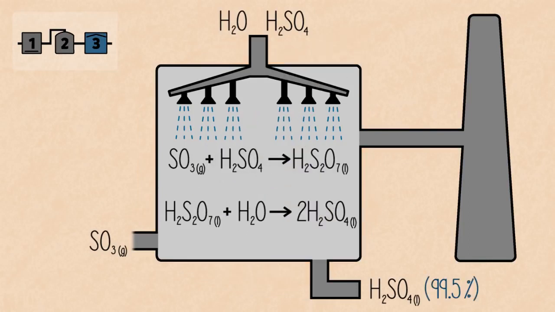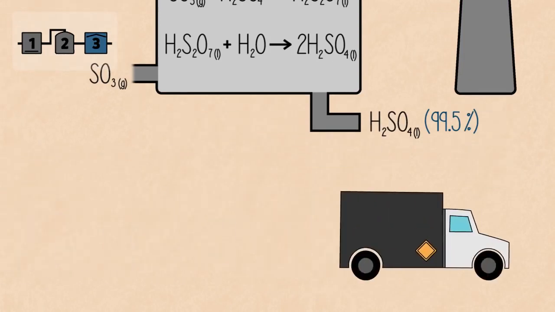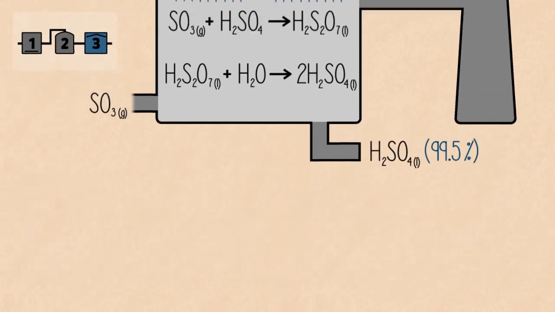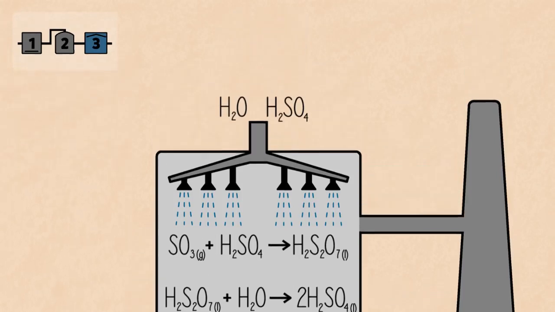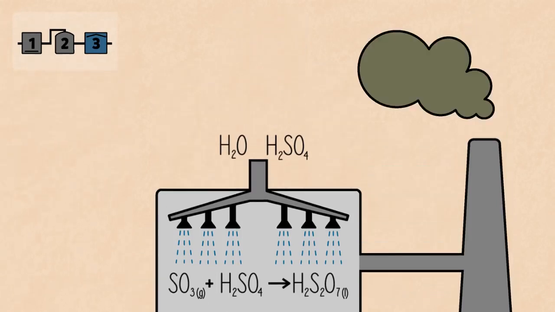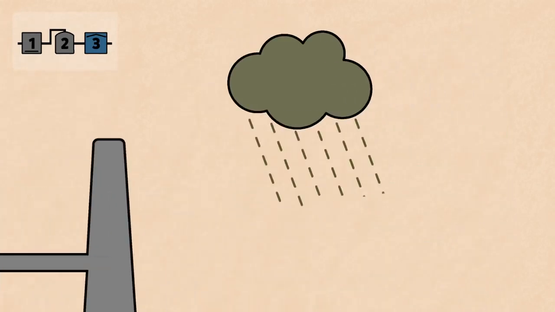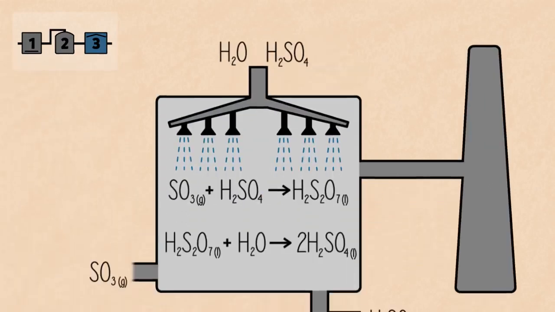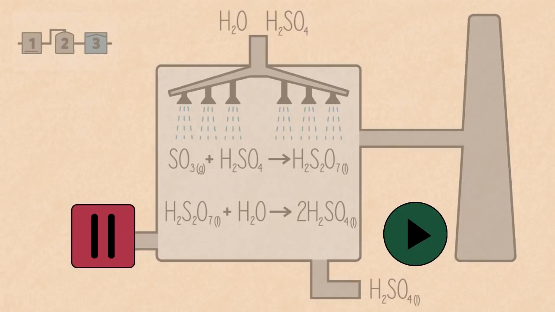99.5% pure sulphuric acid is then collected and is shipped off to where it is needed next. There are some acidic waste gases from stage 3 which can escape and cause local acid rain. Here's a challenge for you. What can you fit the chimney with to stop these gases from being released into the atmosphere?